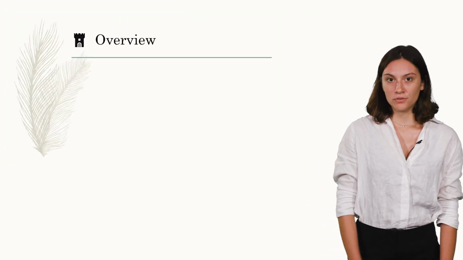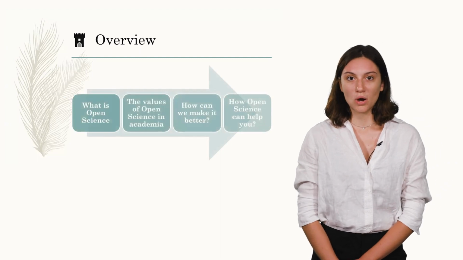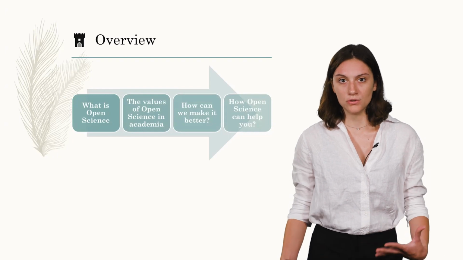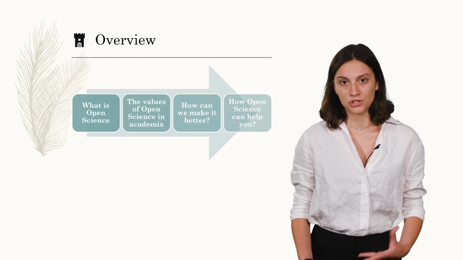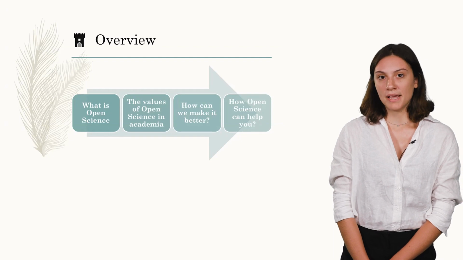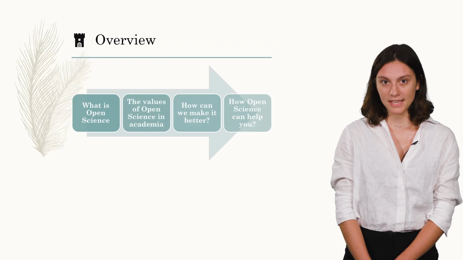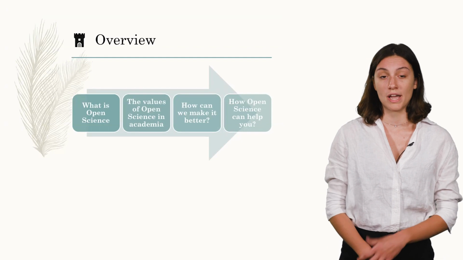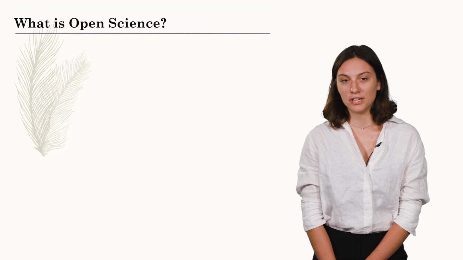So, a brief overview of today's presentation. I will start by introducing what is open science, and I will then move on to consider what are the values of open science and whether those values can be implemented in our current research and academic system. I will then move on to consider how we can make our current academic system better by using open science practices. And finally, I will discuss how open science can help you as a researcher to achieve the goals of science. So let's start with a general introduction on this topic.